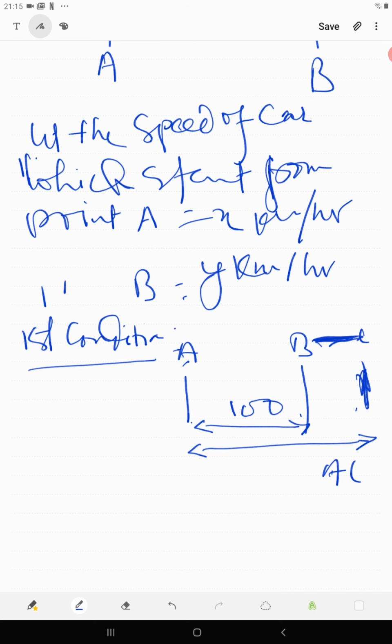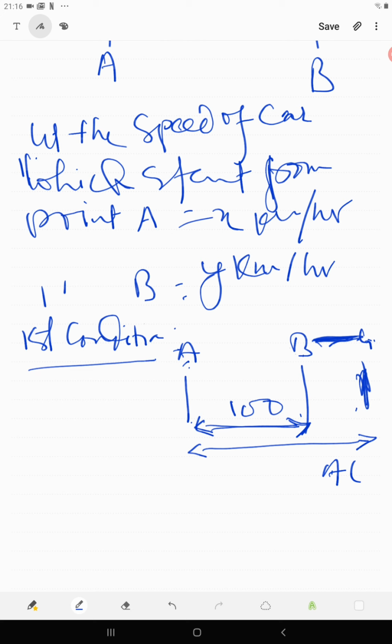The first car is going to C. Similarly, the second car is going from B to C in 5 hours. The first car is going from A to C in 5 hours, and the second car is going from B to C in 5 hours, because they are meeting at one point. Now, AC minus BC is nothing but AB. That is 100 kilometer. The distance between point A and B is 100 kilometer.